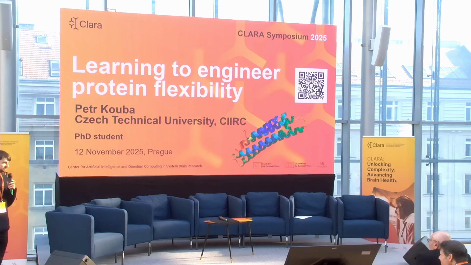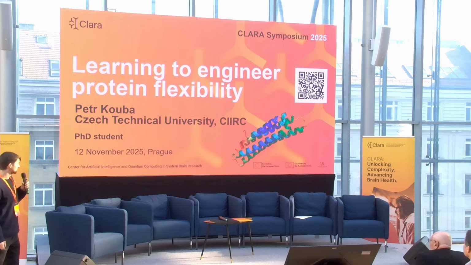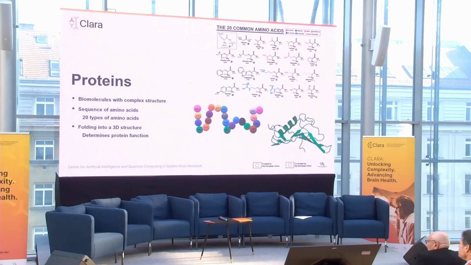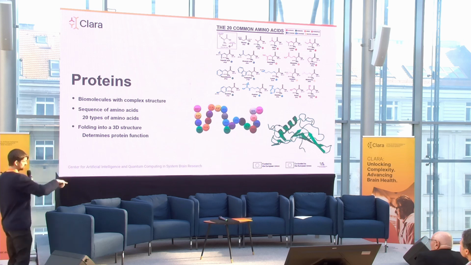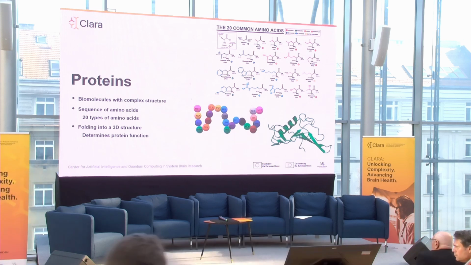Okay, hello everyone. So my name is Petr Kouba, and today I will be talking about our work on studying protein flexibility using machine learning and the relevance of such approach for the study of neurodegeneration. So firstly, let me give you a brief introduction about proteins. So proteins are biomolecules with complex structure, which we can see an example of denoted in green in the lower corner.